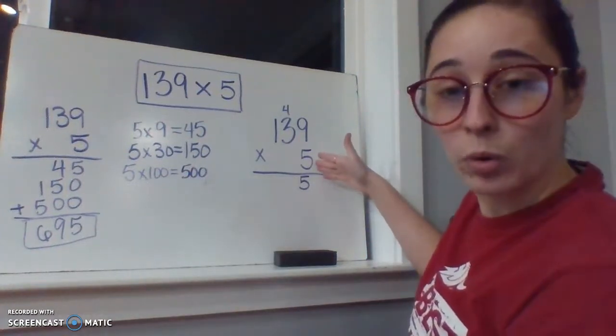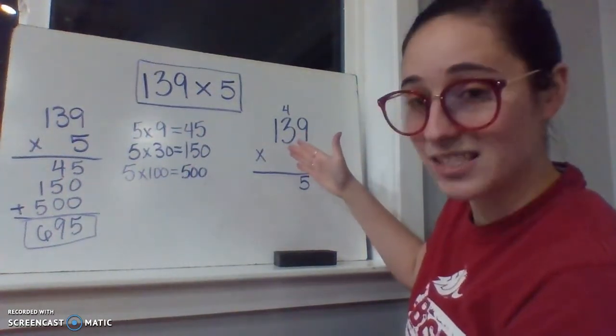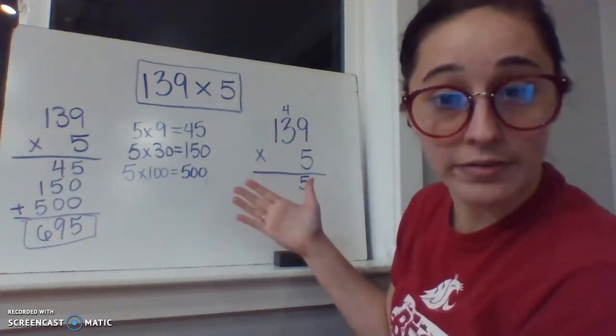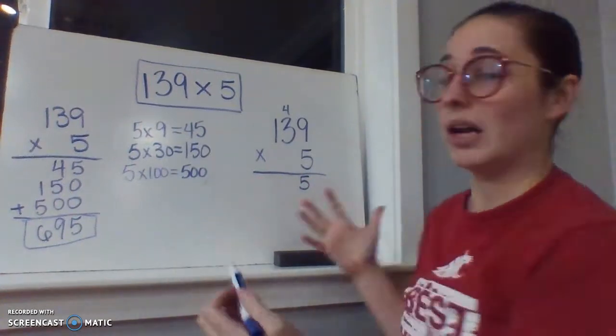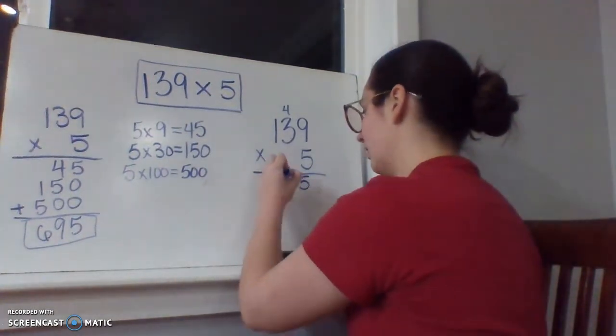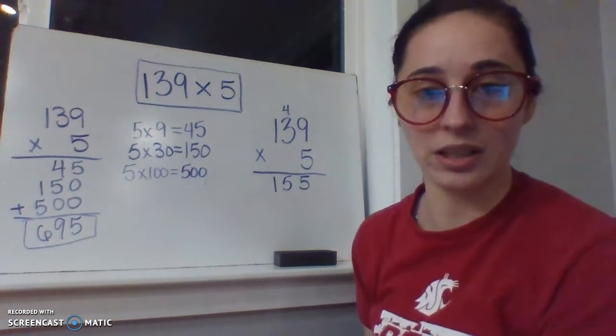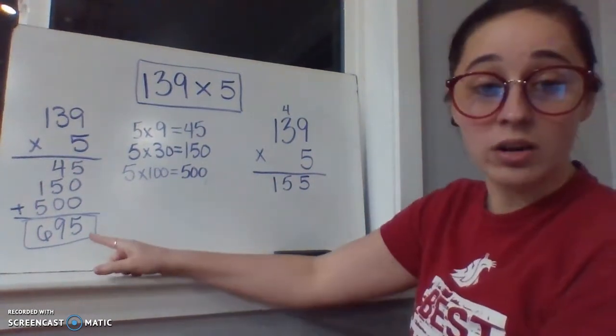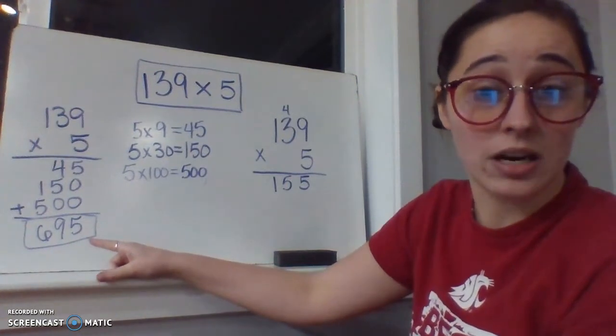Now I'm going to multiply the 5 by the number that's in the tens place, which in this case is 3, okay? And when you do 5 times 3, you're going to get 15. But again, I can't just write 15 and call it good. That's not going to give me the answer that I want. We know that our answer is supposed to be 695.